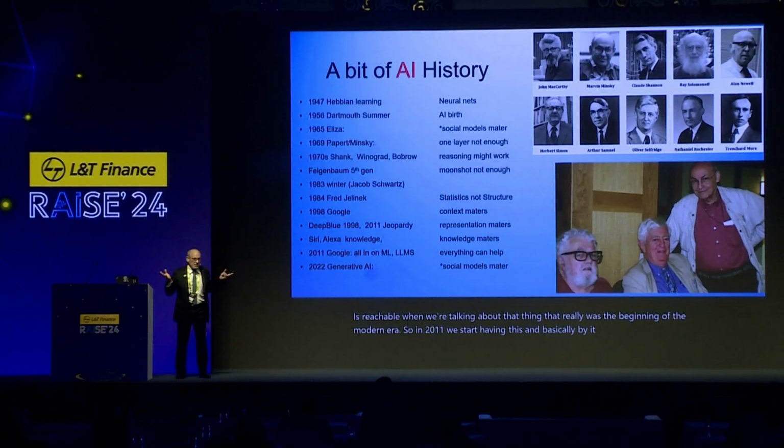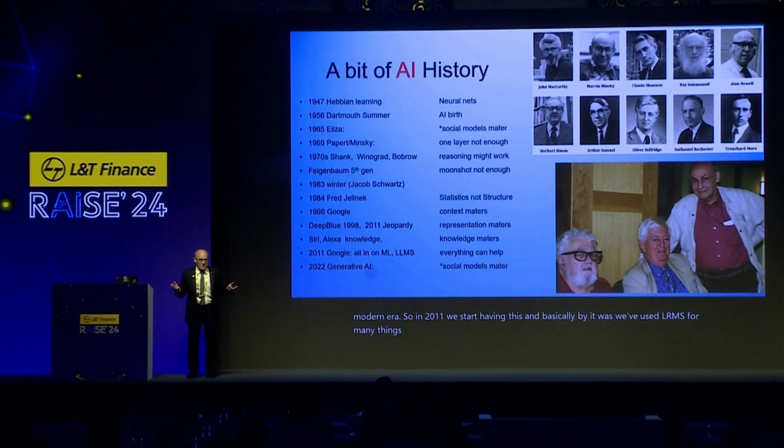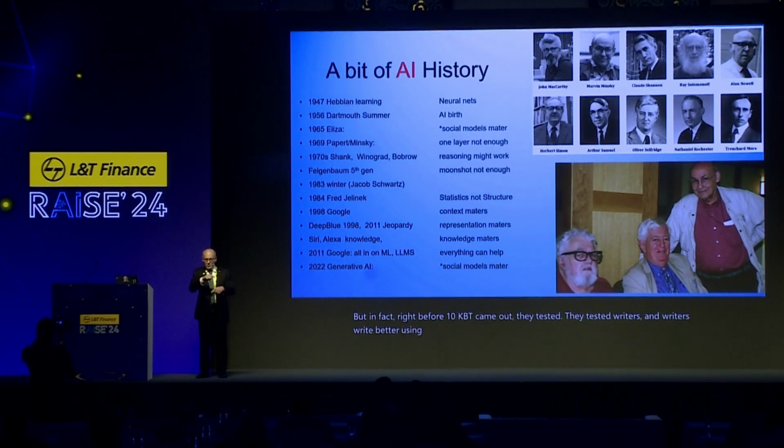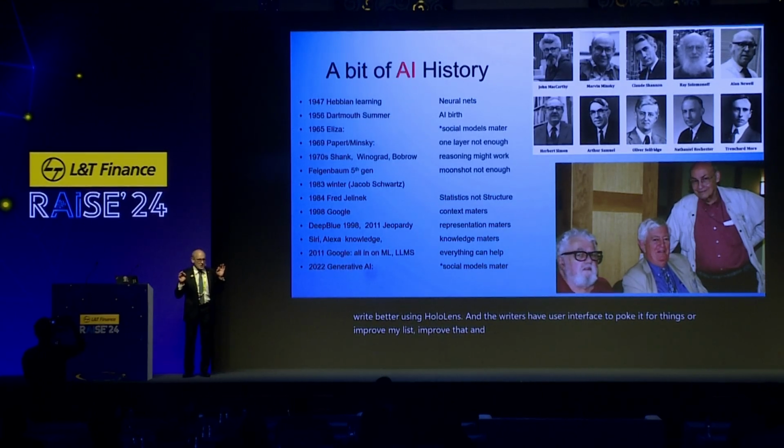Basically, we used LLMs for many things. Google used it for everything. But in fact, right before ChatGPT came out, they tested writers. Can writers write better using LLMs? And the writers had a user interface to poke at different things, improve this, improve that, and they don't want to touch it. But the chatbot, this is a very different thing.